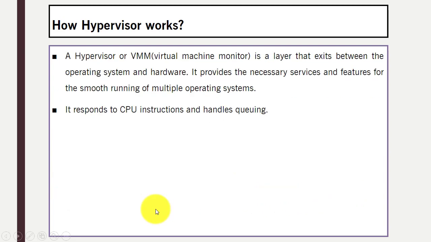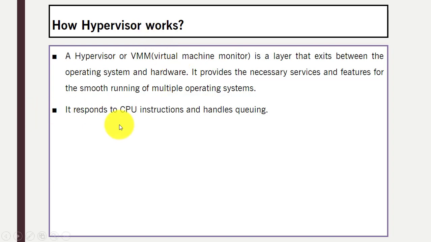Now, how does a hypervisor work? Because for virtualization we are using this program, the hypervisor. So how does it work? As you know, this is a virtual machine monitor. It is a layer that exists between the operating system and hardware. So a hypervisor is nothing but just the layer that exists in between the operating system and hardware, and it provides us services and features for the smooth running of multiple operating systems.